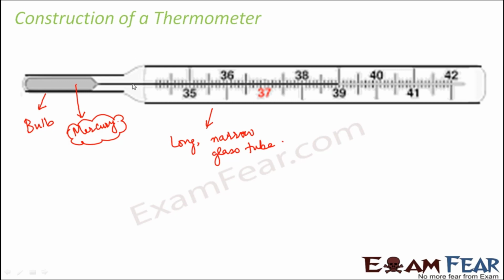Besides all this, there is also a kink present here, something like this. If you closely observe a clinical thermometer, you will see a structure, a bend like this. Now, what is this bend, or why do we have this kink? Because this kink does not allow the mercury to fall back on its own.